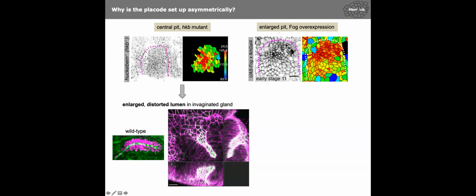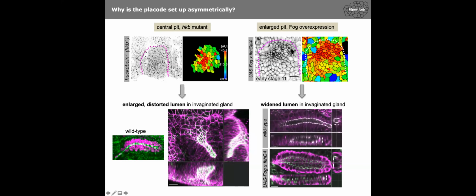And we can also test this very large invagination covering peripheral and central areas by overexpressing this ligand fog all across the placode. And if we do this, again, instead of in the wild type here, where we have in a cross-section a very nice circular narrow lumen tube, and here in a different cross-section, when we overexpress fog, we have this very distorted enlarged lumen that forms.